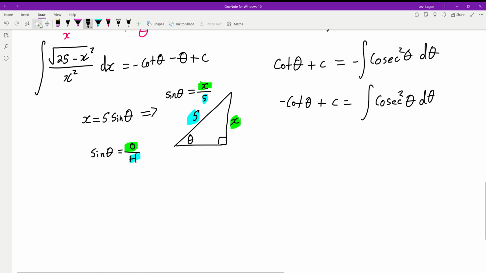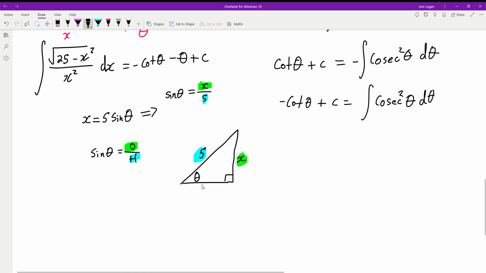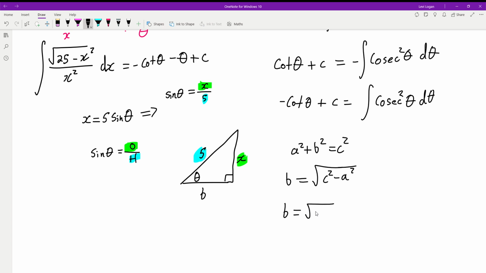Now we need to work out what this side is. So we need to use Pythagoras theorem. So if you recall, Pythagoras theorem is this side squared plus this side squared is equal to this side squared. So I'll just write it here, a squared plus b squared equals c squared. So therefore, if I want to work out what this is, let's say this was b. B is going to be the square root of c squared minus a squared, where c is the hypotenuse, so I'll have b is equal to the square root of 5 squared, which is 25, minus x squared. So that side is equal to the square root of 25 minus x squared. Okay, so I can get rid of that now because we know what that side is.